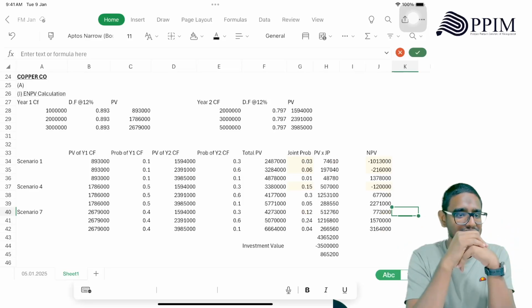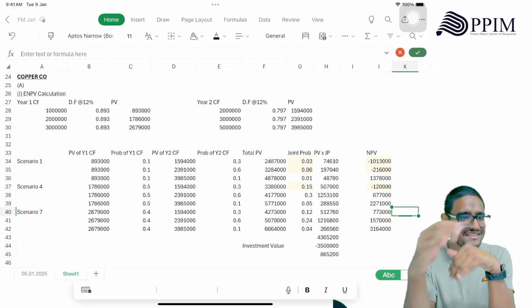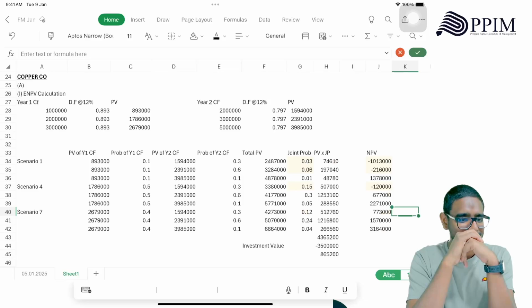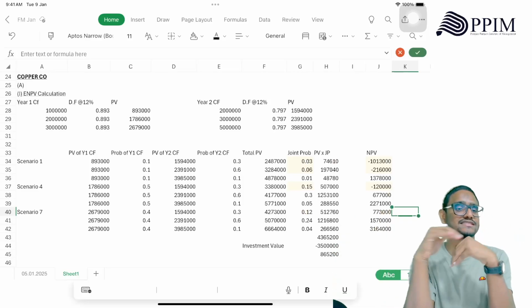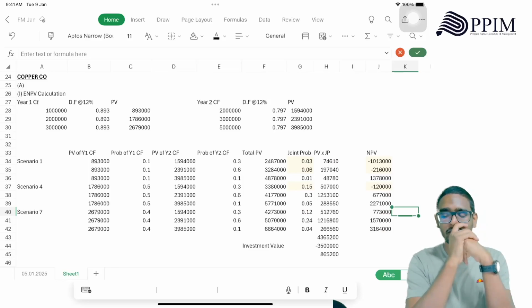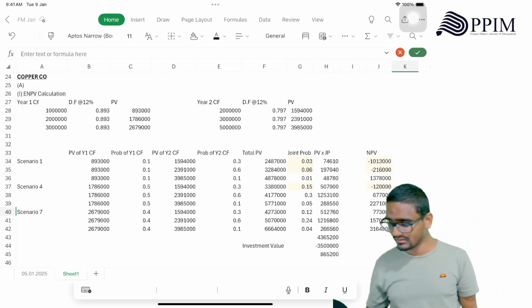I said add, sorry, not multiply. Add. Not all, only the three that you selected. So that's what I said, 0.03 plus 0.06 plus 0.15. If it is equal probability, yes. It's not equal probability.